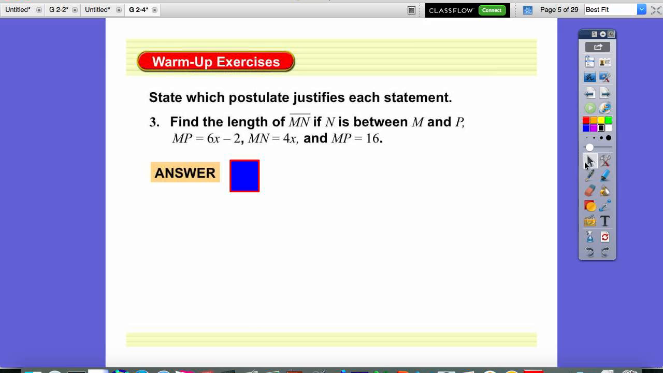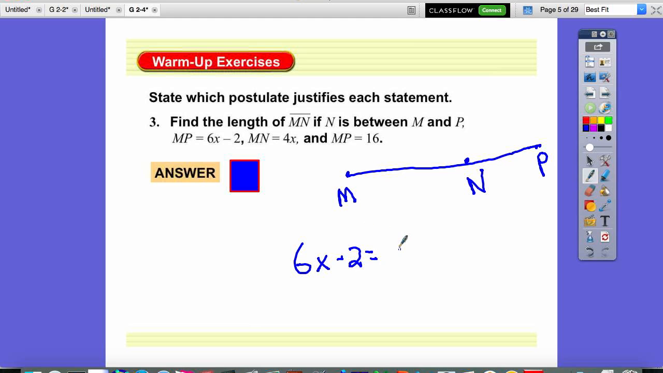And which postulate justifies the statement? Find the length of MN if N is between M and P. So if the entire thing, MP, is 6x minus 2, MN is 4x, and MP is 16. Okay? So 6x minus 2 is equal to the entire length of 16. I add 2 to both sides.